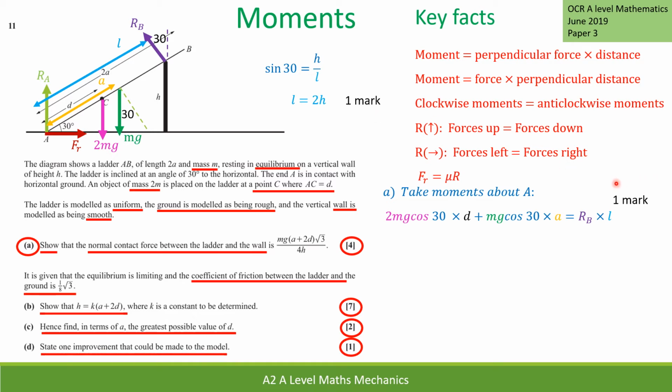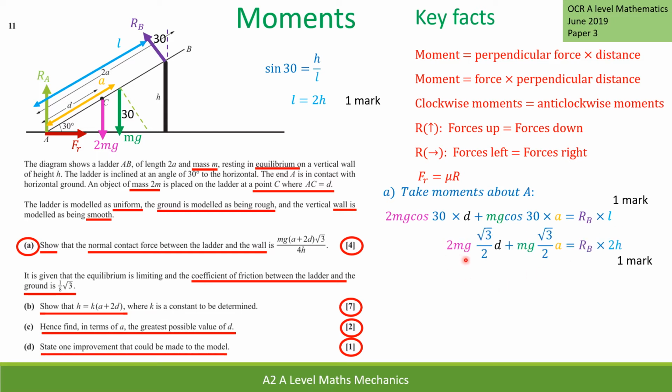Your second mark. Your first mark is for working out your moments. So second mark for working out the value of L. To be honest, it doesn't matter the order you do these two steps in. Now L is equal to 2h. So I can replace the L here with 2h.